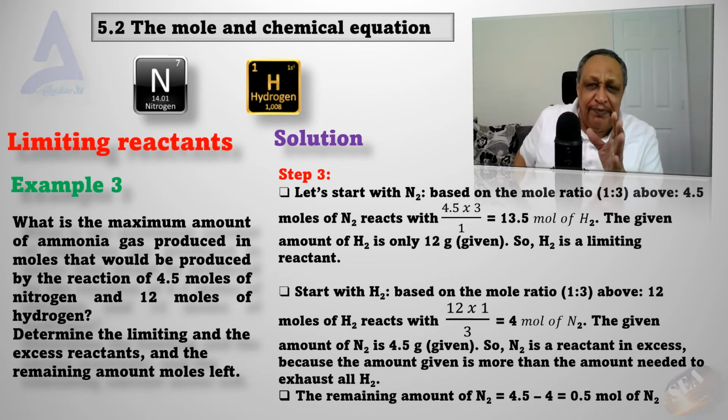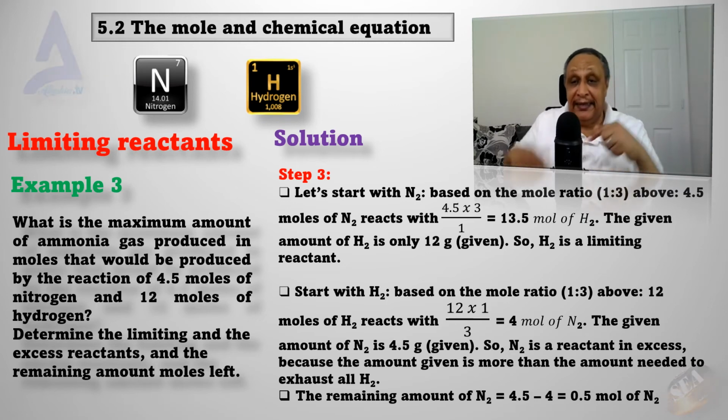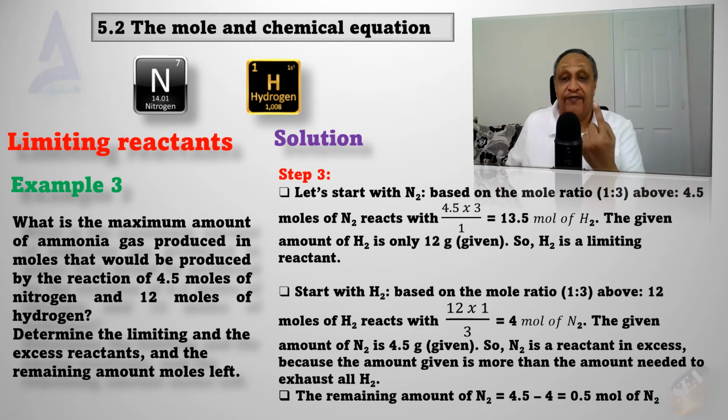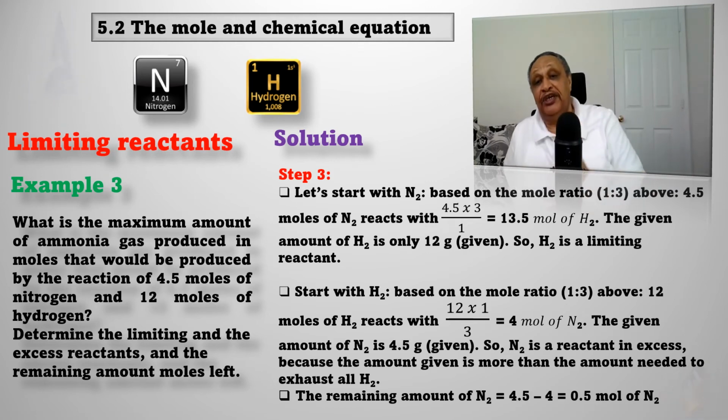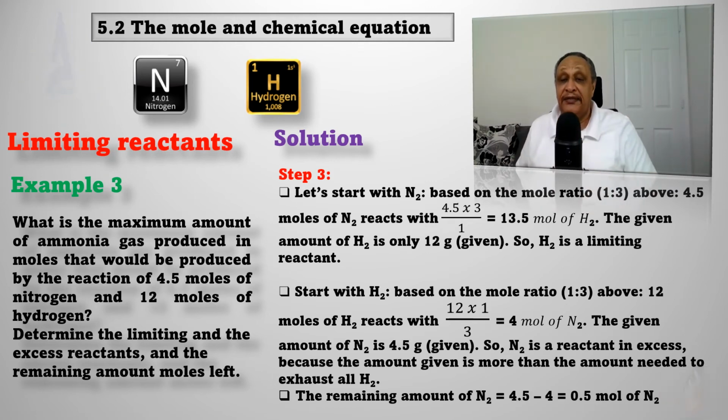But before I proceed, I would like you to tell me in the comment section where I get this information: 4.5 multiplied by 3 over 1, which equals 13.5 moles of hydrogen.